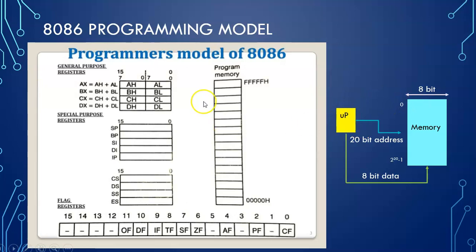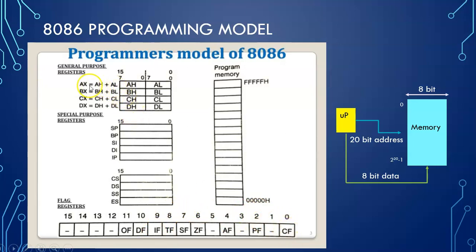For the micro-P, these are the registers. We have many registers: AX, BX, CX, DX, SP, BP, SI, DI, IP, CS, DS, SS, ES, and flag. Some of the bits are not used for the flags, so dash dash dash means not used. Each one represents 1 bit for the flags.